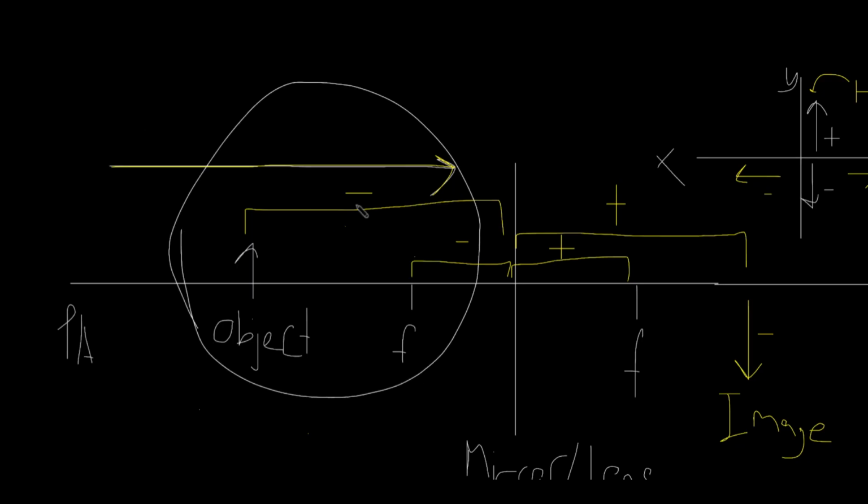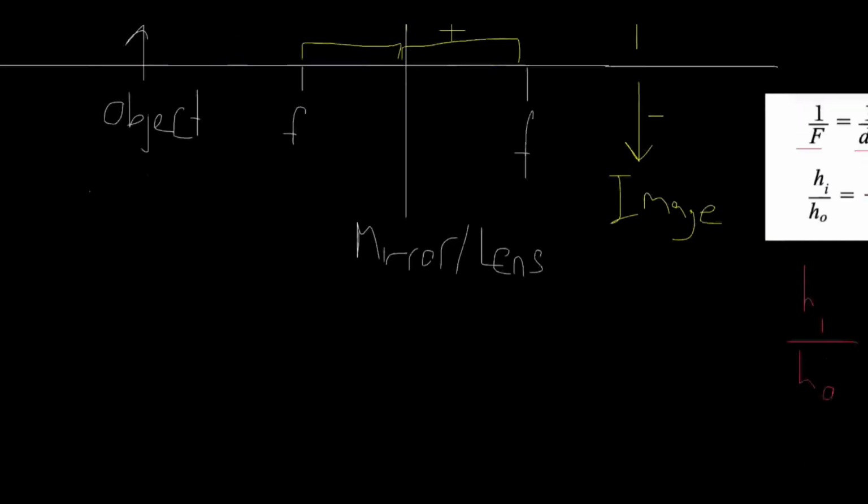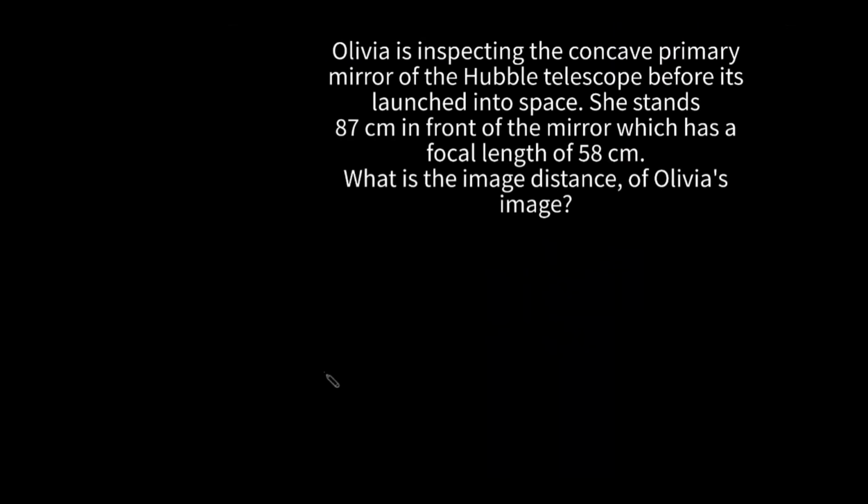Everything that's on the same side as the direction that the light is coming towards is negative, just like in a Cartesian plane. And everything on the other side is going to be positive. So using that information, let's do a practice problem. I just stole this problem from Khan Academy.